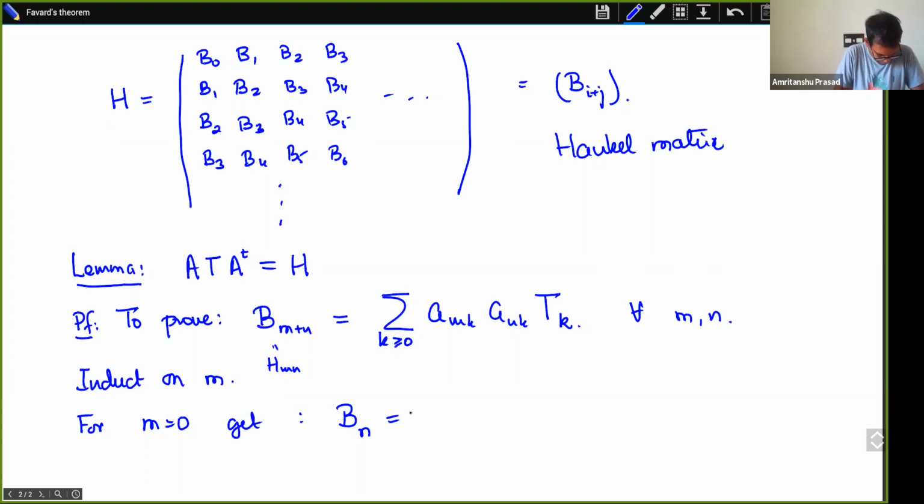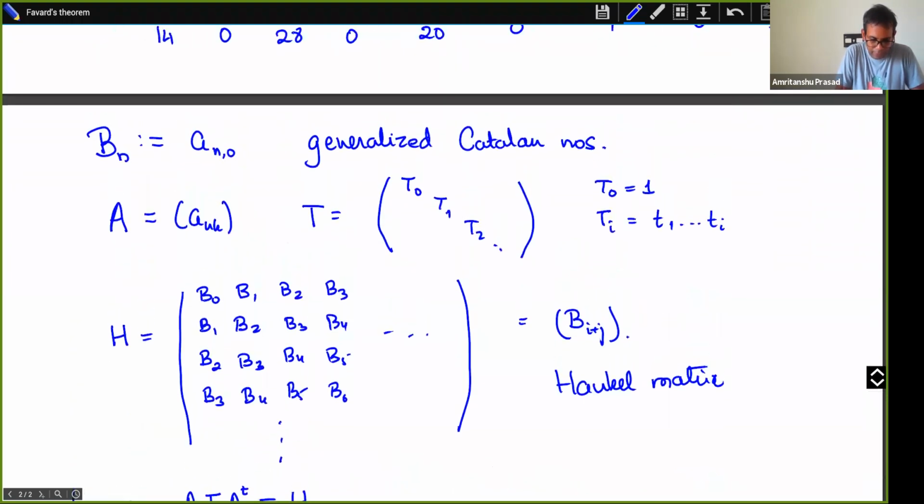So this is what it is. Let's look at what happens when you put m equals 0. Then we get bn is equal to, and now amk is 1 if k is 0 and 0 otherwise. So all we get is a and 0 and then t0, which is 1. But this is the definition of bn. So this is okay. bn was defined as the entry of the first column.